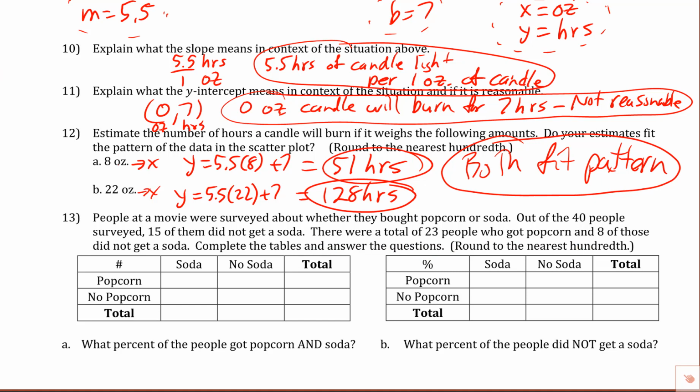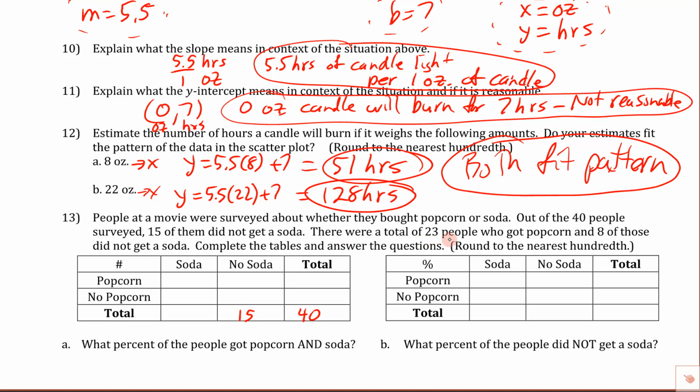Okay, so let's take a look here. People at the movie, they were surveyed about 2 things. Did they buy popcorn or soda? So it's soda, yes or no, and popcorn, yes or no. And out of 40 people surveyed, so that's the table total. So I'm going to put a 40 right here. It says 15 of them did not get a soda. So of the 40 people did not get a soda. So the no soda people were right here. So that's going to be 15 did not get a soda.